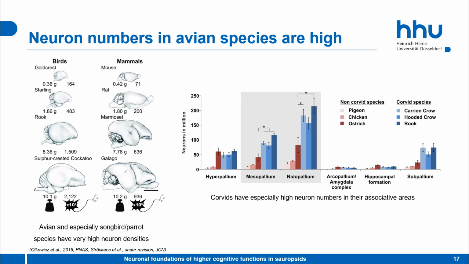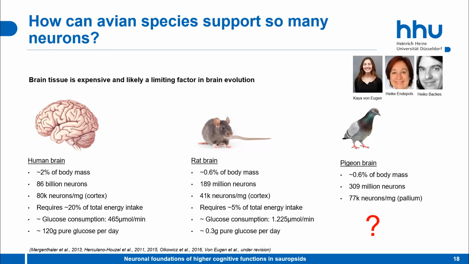Brain tissue is extremely expensive energy-wise. For example, the human brain takes about 2% of the body mass, has 86 billion neurons, but it consumes 20% of the total energy intake. In rats, it is 0.6% of the body mass, 189 million neurons, but it still requires 5% of the total energy intake per day. In pigeons, we have a comparable brain size in relation to body mass, but the neuron number is almost double as high as in rats, and we currently do not know anything about the energy consumption in pigeons. And the question there is, how can pigeons and even more other avian species with very high neuron numbers afford so many neurons?